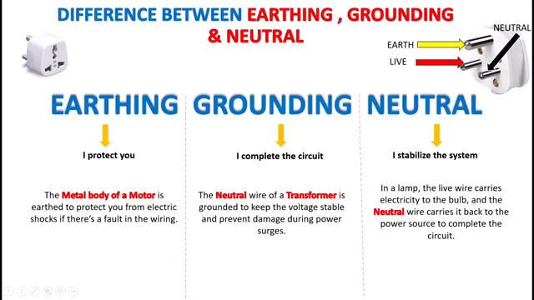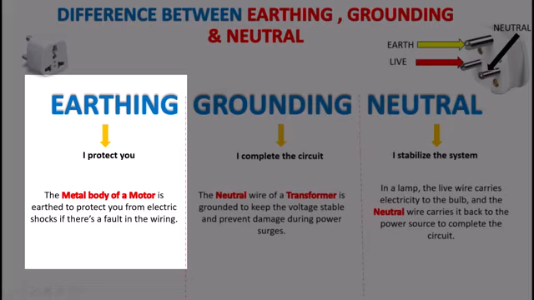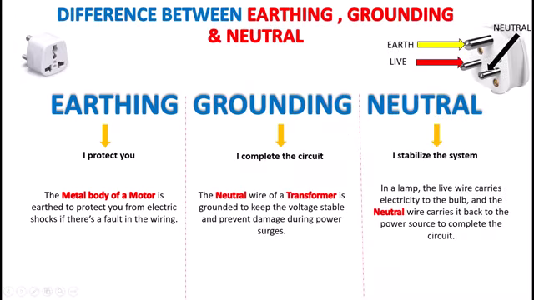Earthing and grounding both refer to connecting parts of the electrical system to the earth, but earthing usually protects you from electric shocks. For example, the metal body of a motor is earthed to protect you from electric shocks if there's a fault in the wiring. If a fault occurs and a live wire touches the motor, earthing helps to safely direct that dangerous current away to the earth, keeping you safe.